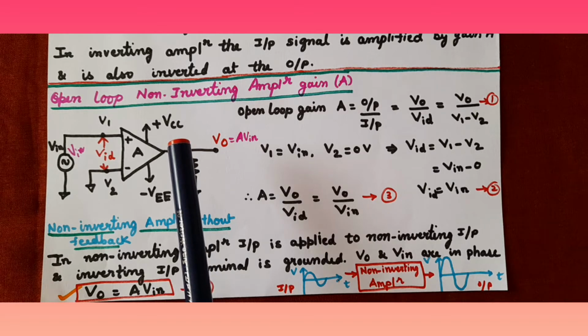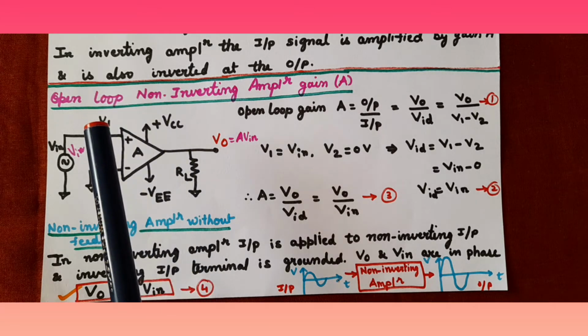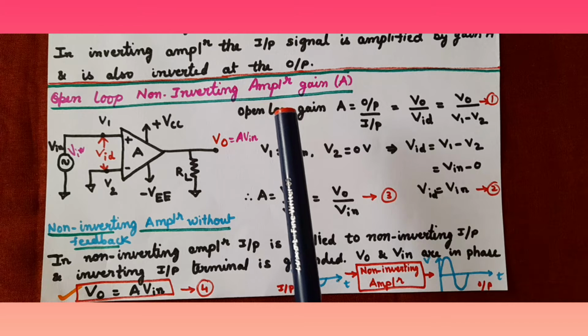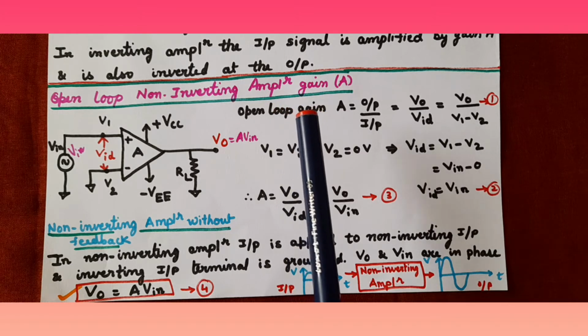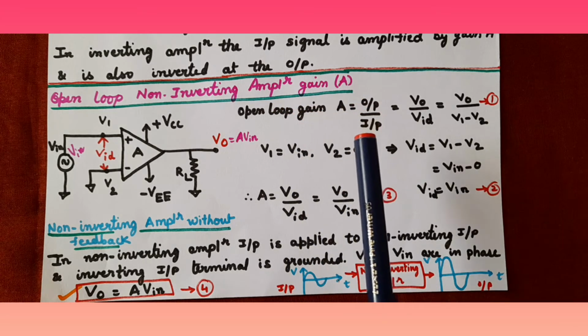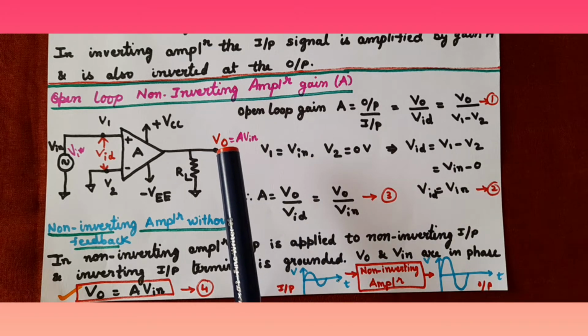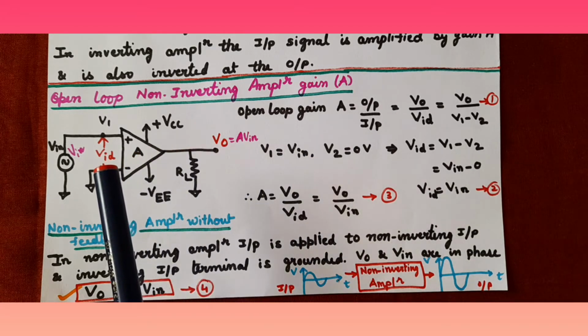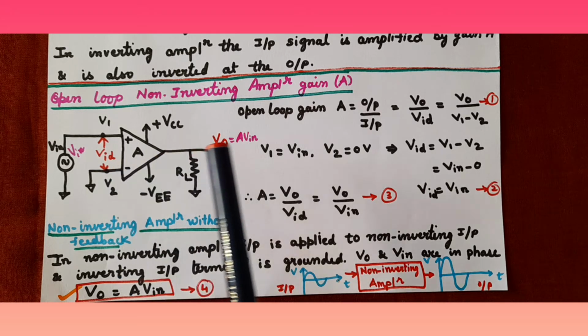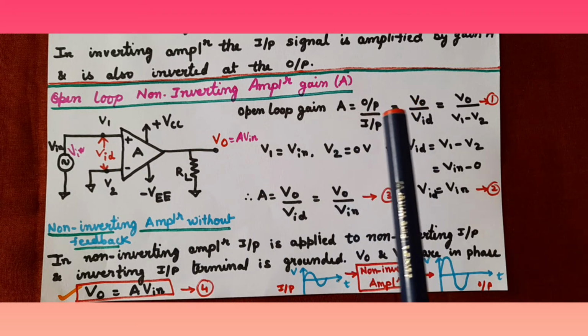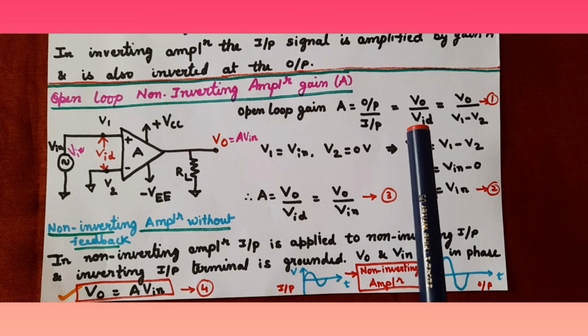Because there is no connection between output back to the input. Open loop gain. What is the gain equation? Output by input. What is the output here? Output voltage is V0. What is the input voltage? VID. So here we have written A is equal to V0 by VID.